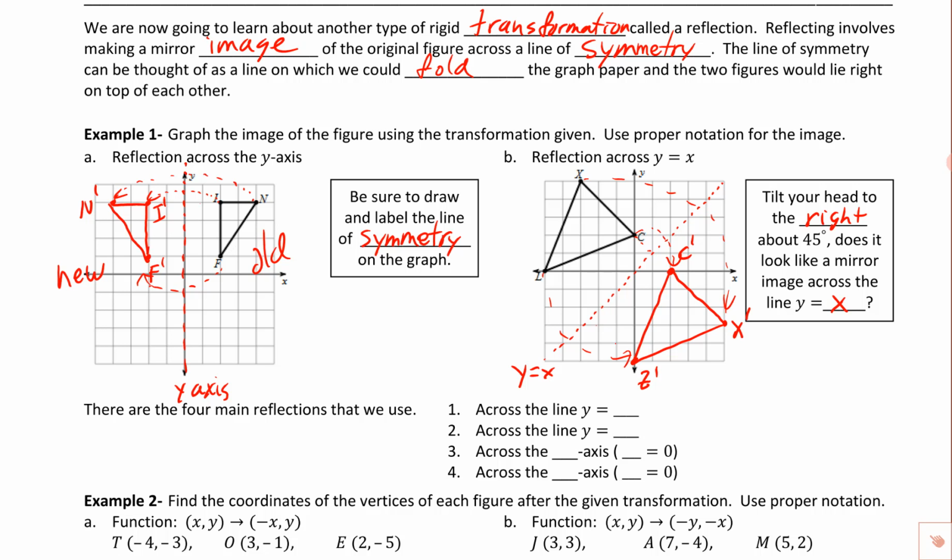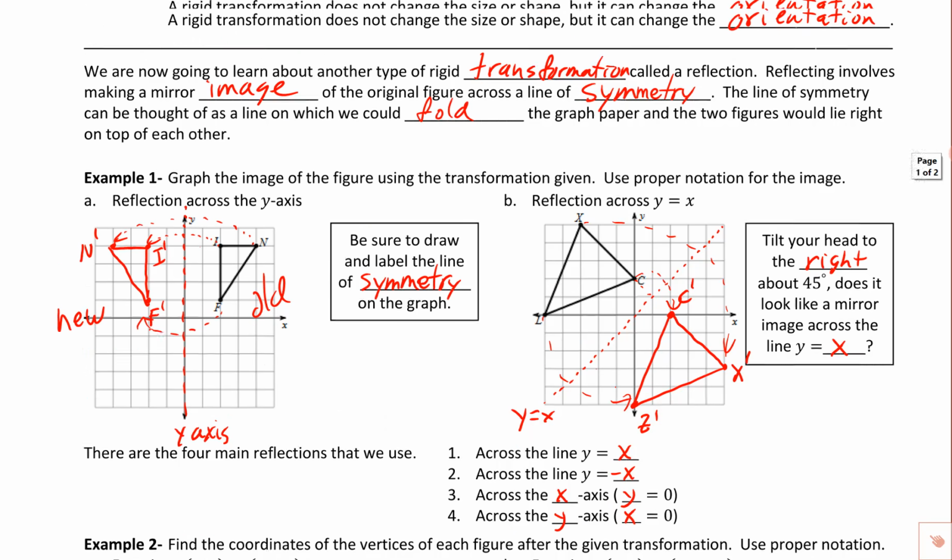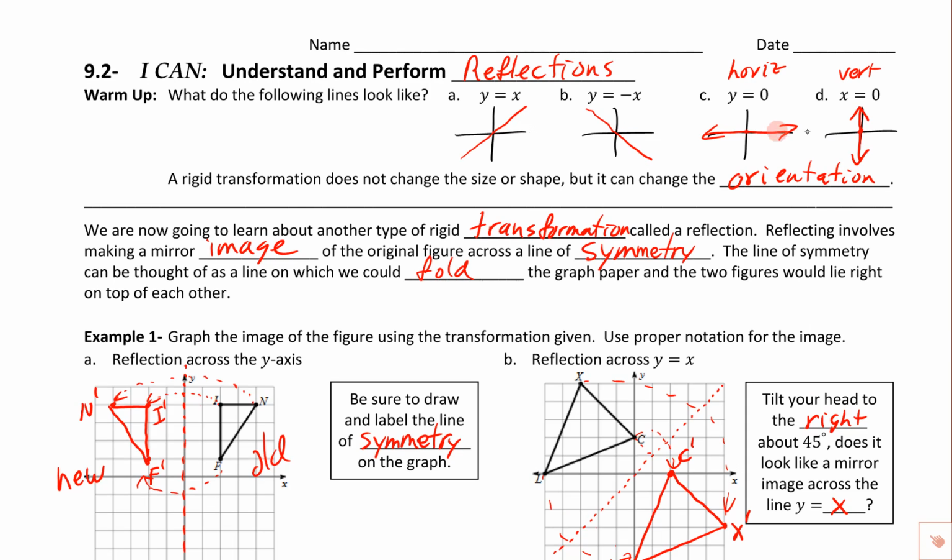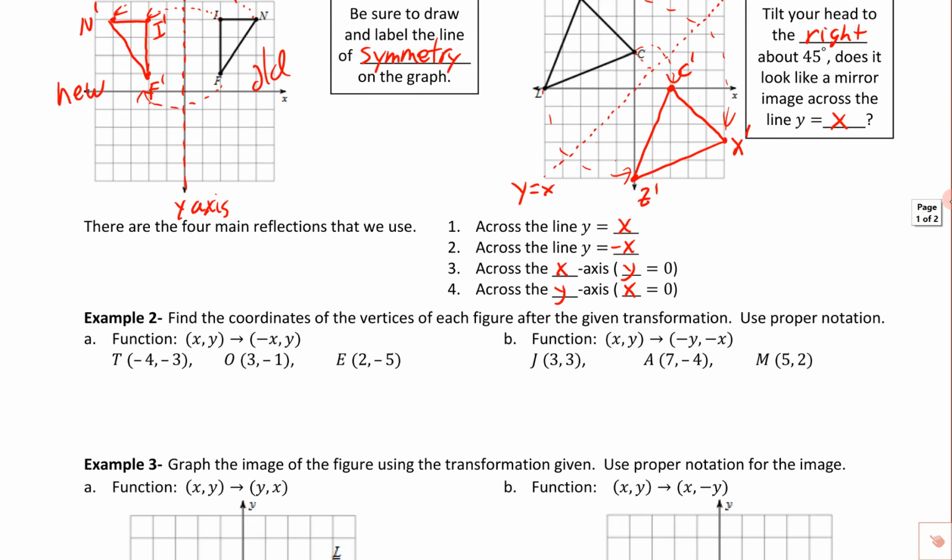Now, there are only 4 types of reflections that we're going to worry about. We could reflect across any line that we wanted to draw on here, but we're going to try and keep it as simple as we can. So the 4 main reflections that we use are across the line y equals x, across the line y equals negative x, across the x-axis, which would be y equals 0, and across the y-axis, which would be x equals 0. So the reason I had you draw these lines up here in the warm-up is because those are the 4 lines across which we're going to reflect.